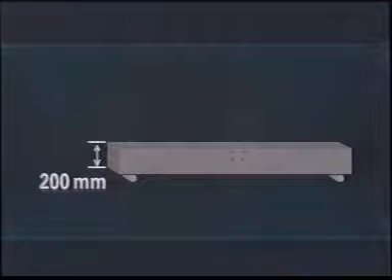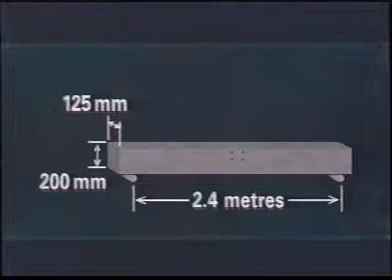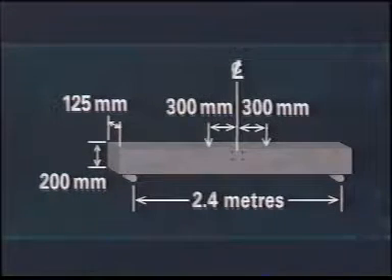The cross-section of all beams is the same, 200 millimeters by 125 millimeters. The simply supported span is 2.4 meters, and load is applied at 2 points, each 300 millimeters from mid-span.